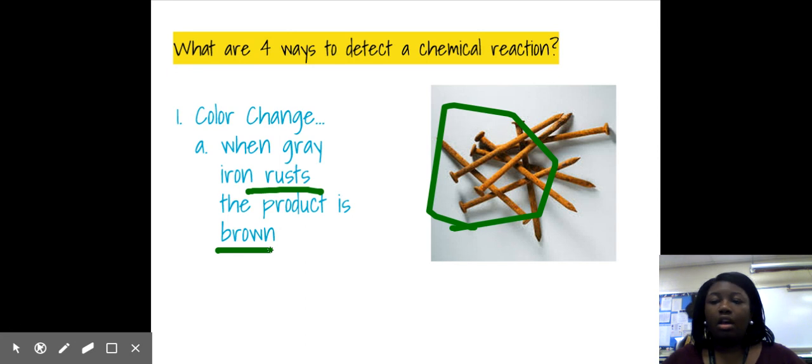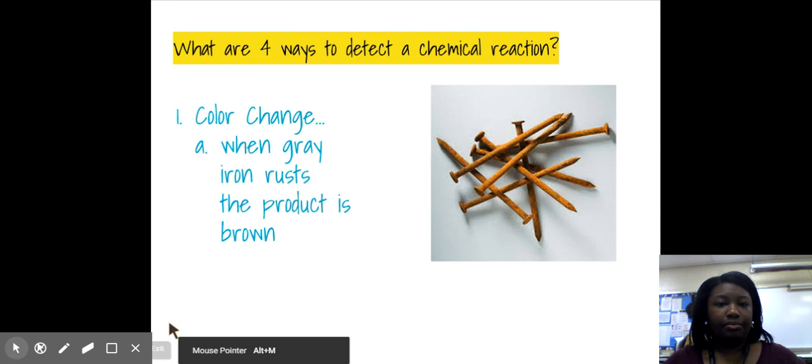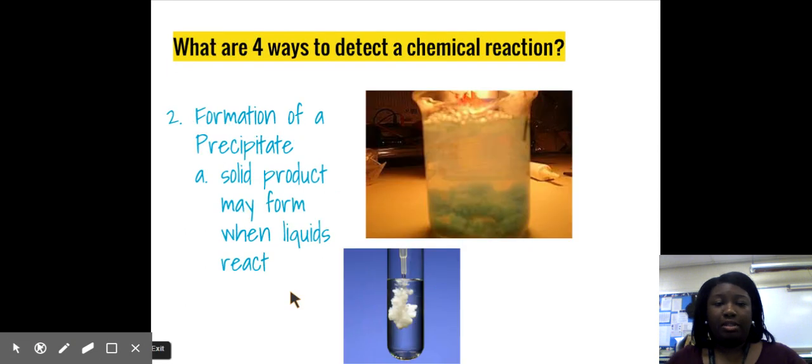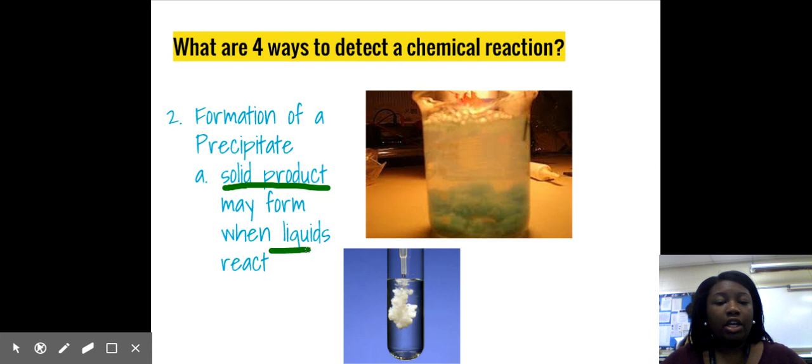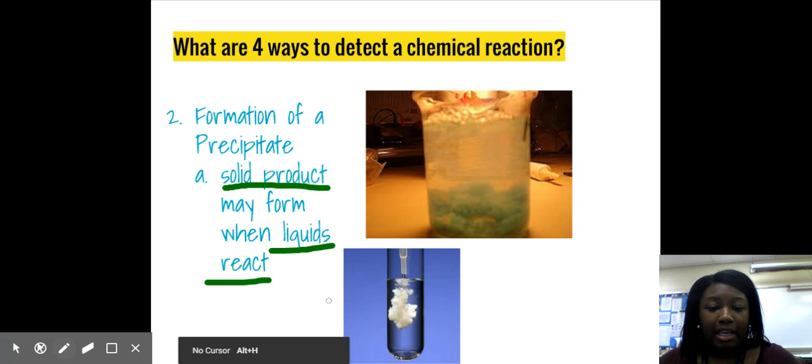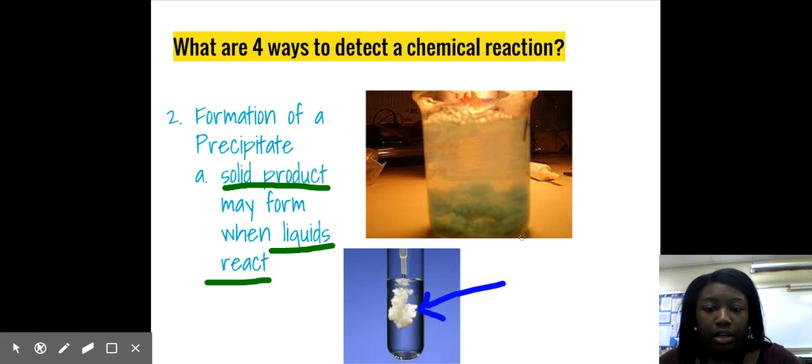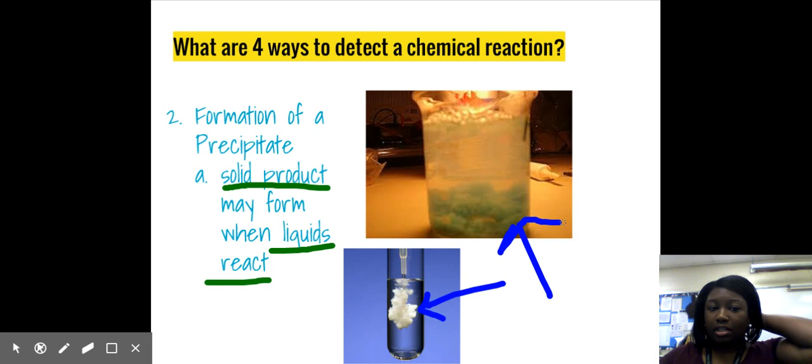Okay. All right. So the second thing is the formation of a precipitate. Okay. A precipitate is a solid. It is a solid product when liquids react. So for example, in 6th grade, remember we did the milk and the Red Bull, and we mixed those two liquids together, and it basically made a solid like so and like so in that test tube. All right, so those two liquids added together and they became a solid. So that's basically what a precipitate is.